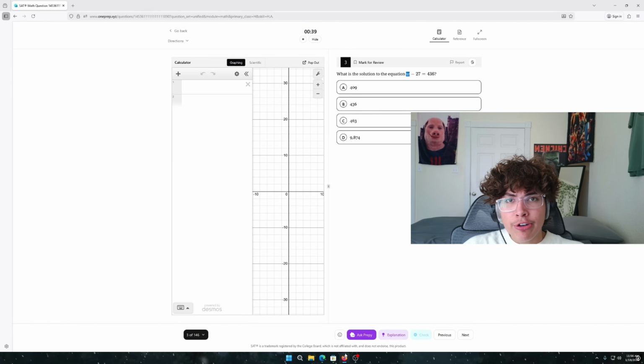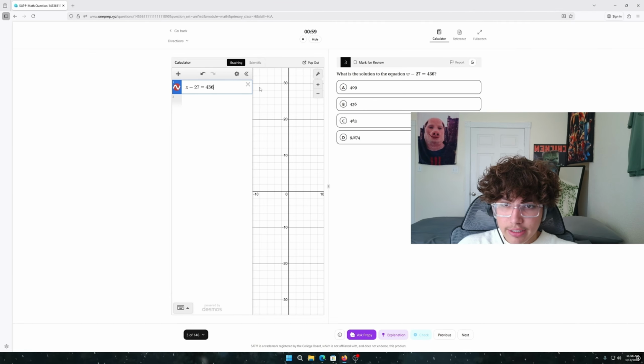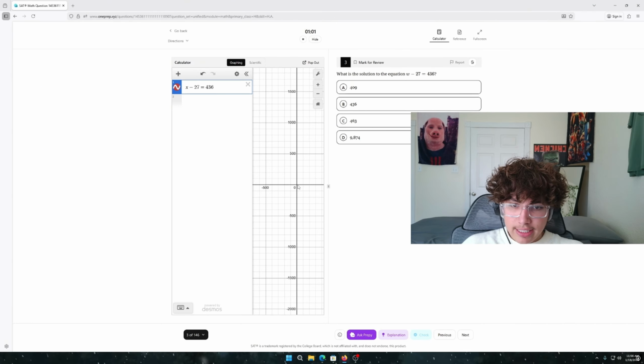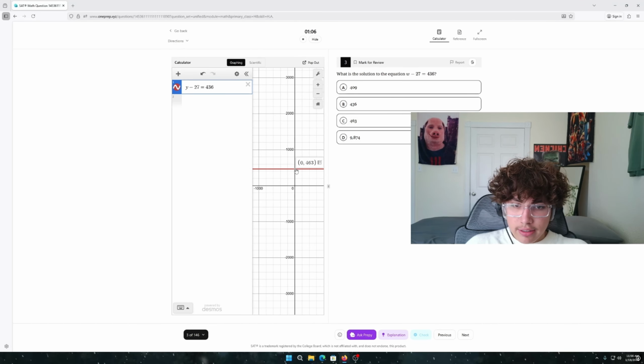There's one thing easier than system of equations, and that's one variable problems. But there's one extra step. If the variable is not x or y, just replace it with x or y. So I'm going to replace w with x. x minus 27 equals 436. And you zoom out until you see it on the x-axis, because I put x. But if I would have put y, it would be on the y-axis. And the answer is 463. Check the answer. That's how you find the answer.